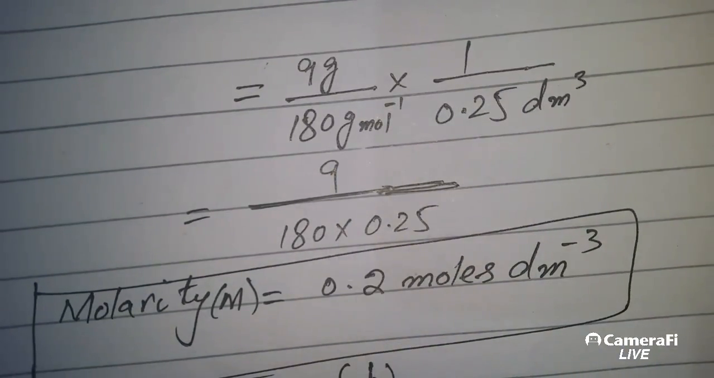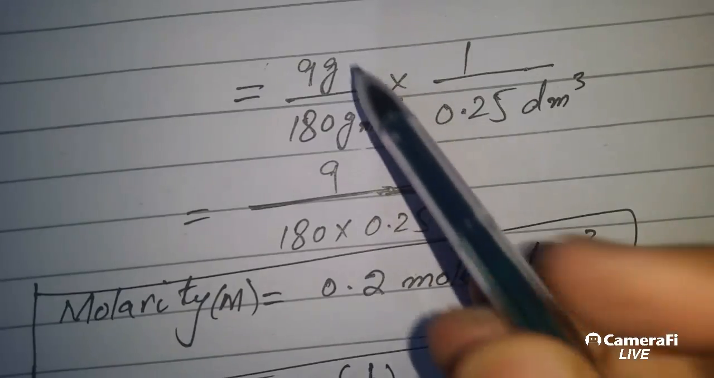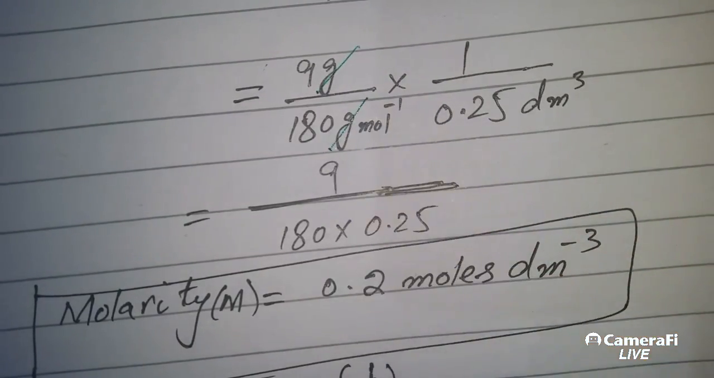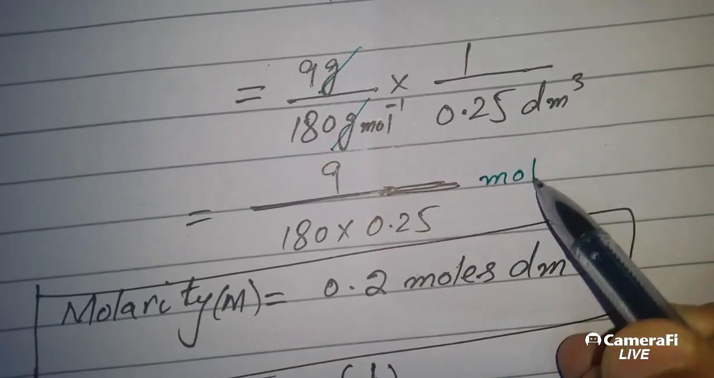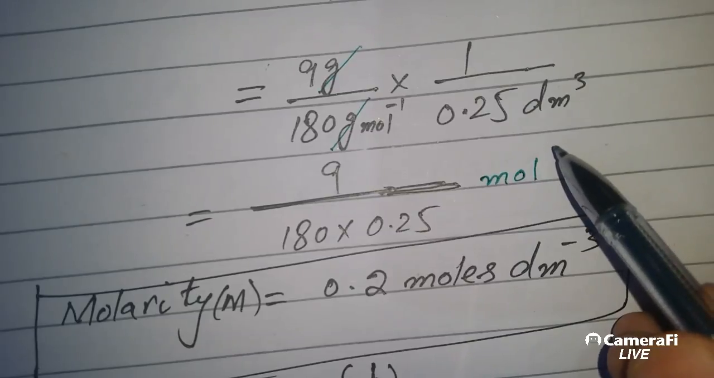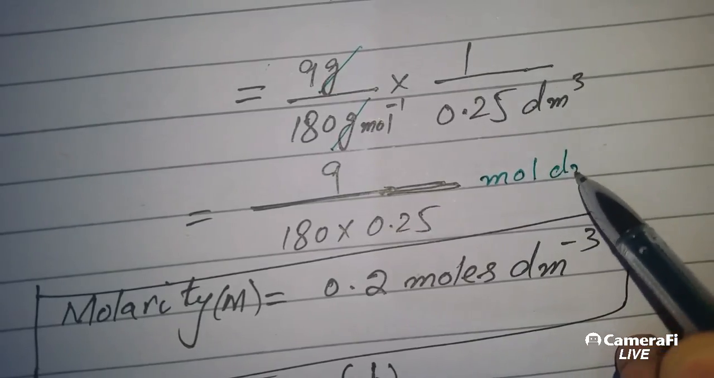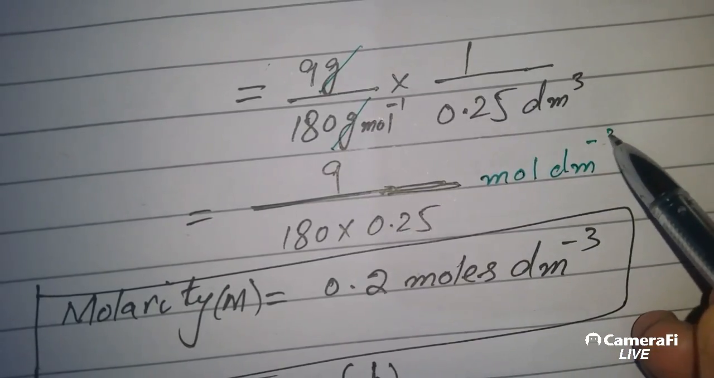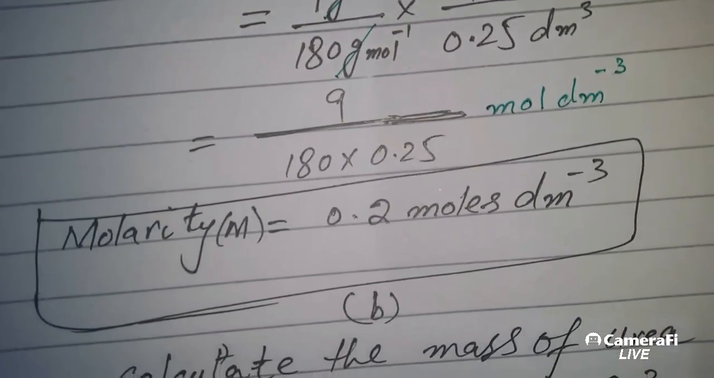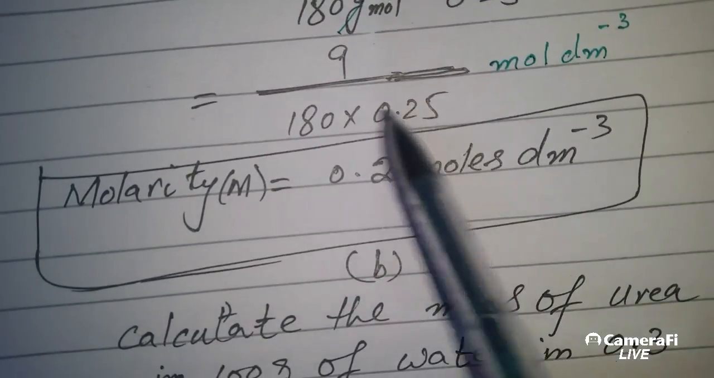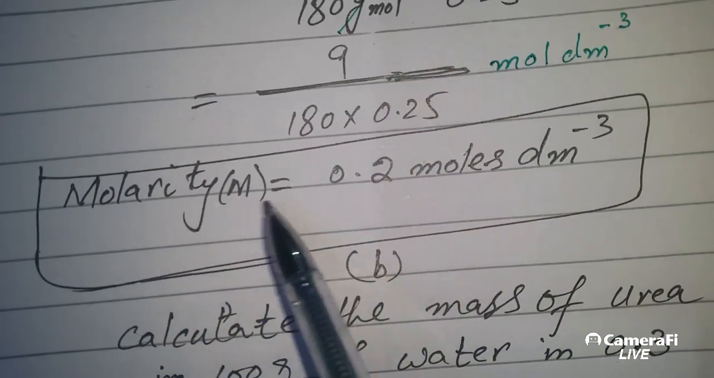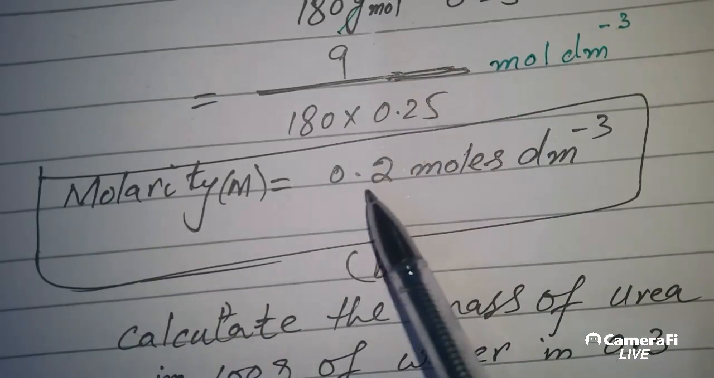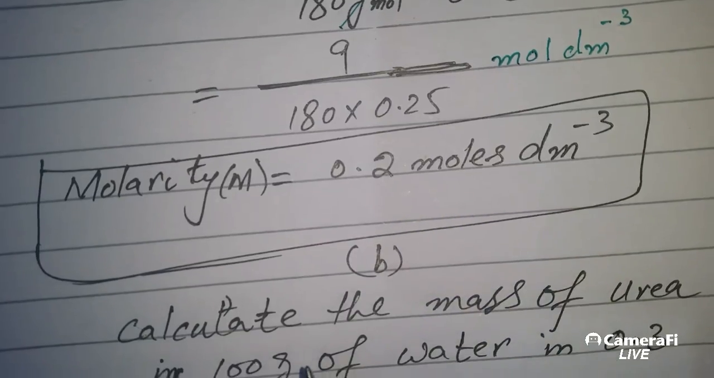After multiplying these terms, this gram will cancel out with this gram and this per mole will become mole, and this dm cube after going up will become per dm cube. And after using the calculator you can just find the answer. So the molarity capital M is equal to 0.2 moles per dm cube.